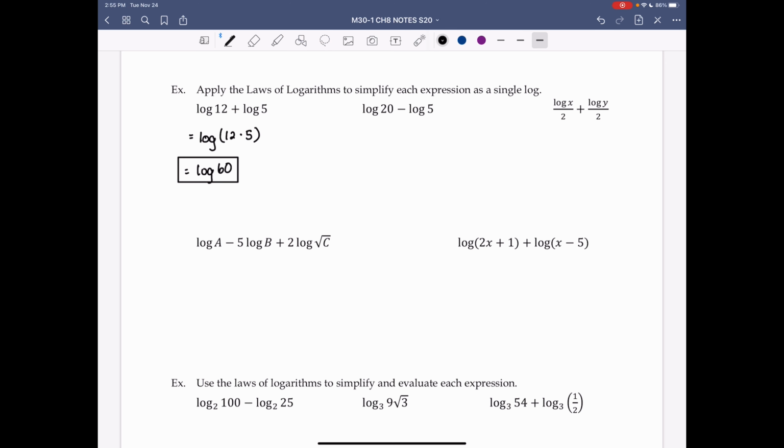Log 20 minus log 5. We have the same base. This is a subtraction, so that would be the quotient law. Then we can write this as log base 10 of 20 divided by 5. 20 divided by 5 is 4, so log base 10 of 4.